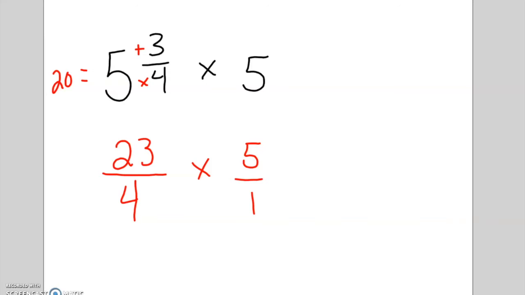Now, can we simplify here? Well, the 5 and the 4, you can't. The 23 and the 1, you can't. So, no simplifying here, which means we have to multiply straight across.